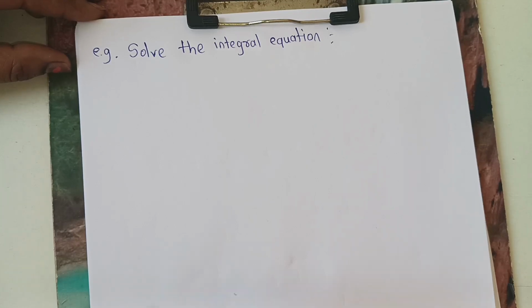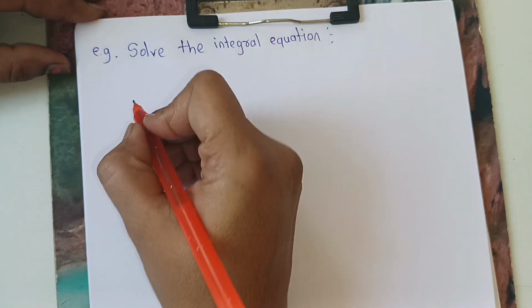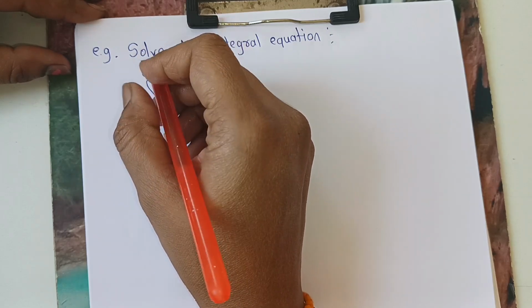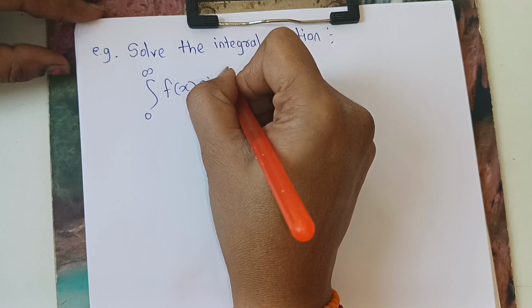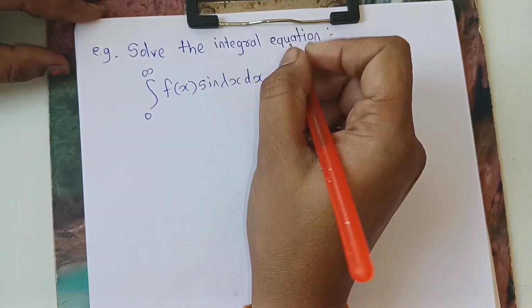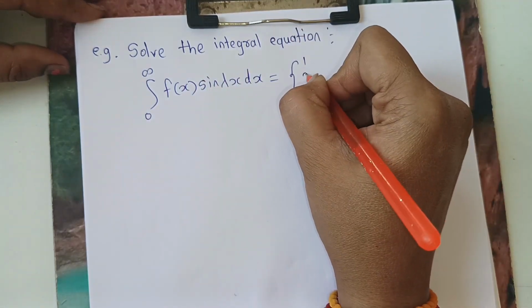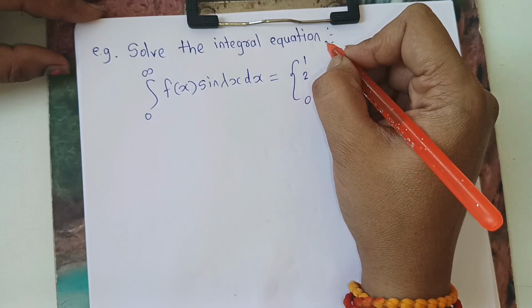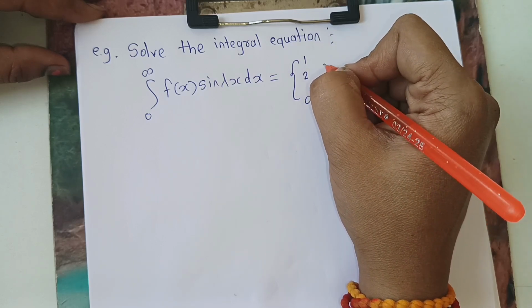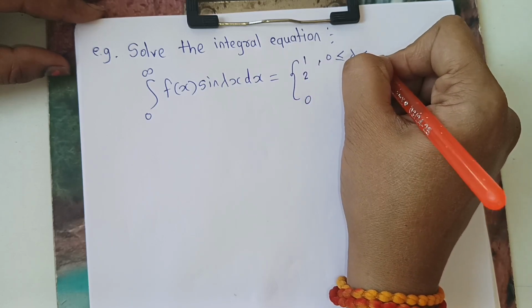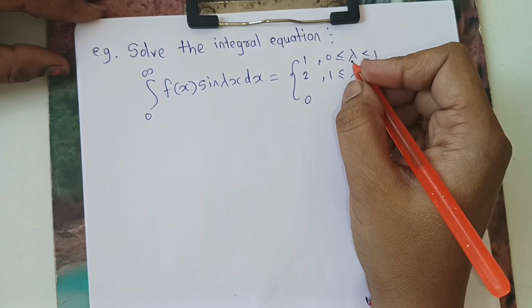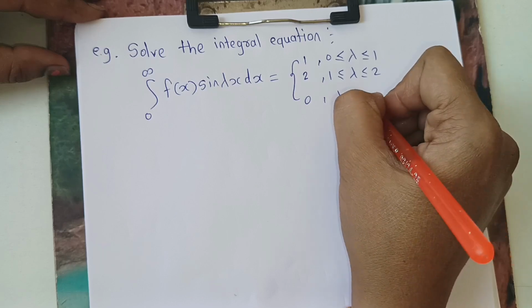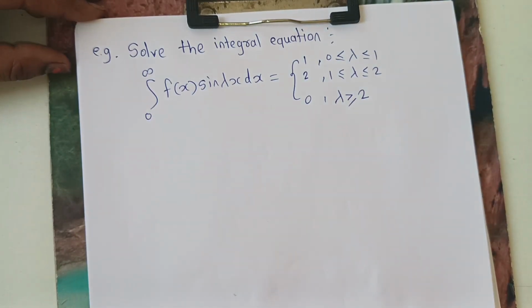Solve the integral equation: the integral from 0 to infinity of f of x sine lambda x dx is equal to 1 for 0 ≤ lambda ≤ 1, 2 for 1 ≤ lambda ≤ 2, and 0 for lambda ≥ 2. Okay, so the function is divided in 3 parts.